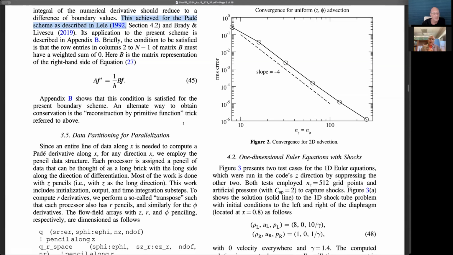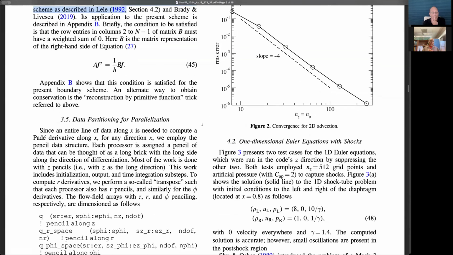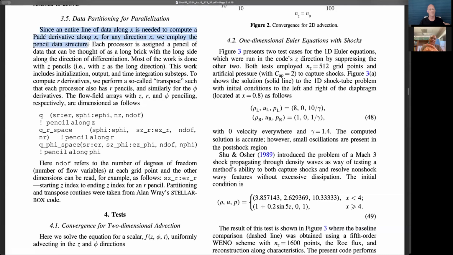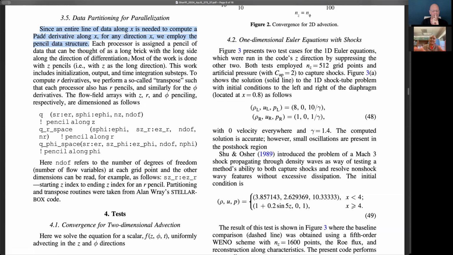Lele 92 and partitioning. I mentioned that the code uses transposes, and so the data structure uses pencils. This is a brief description I put in so that when someone first looks at the code, they get very basic information: what array stores the variables. You know that this variable is called Q, and then it shows what the indices represent. The very first thing that you want to know when you look at a code. That's all I wanted to transmit here.